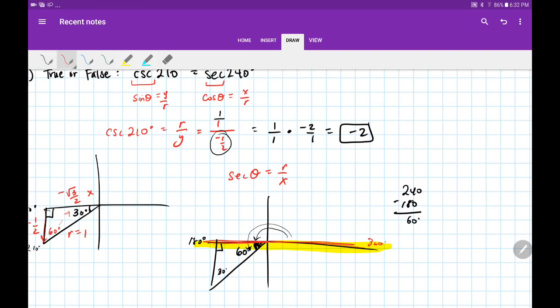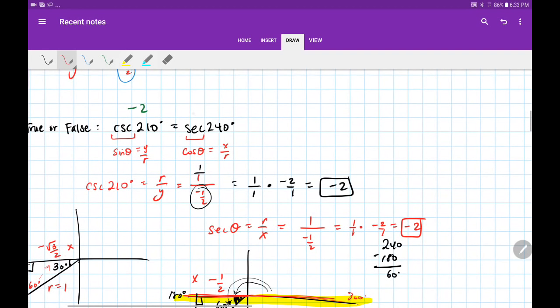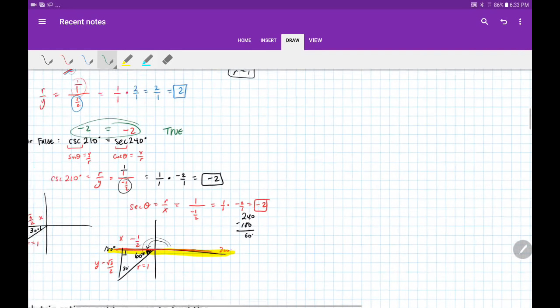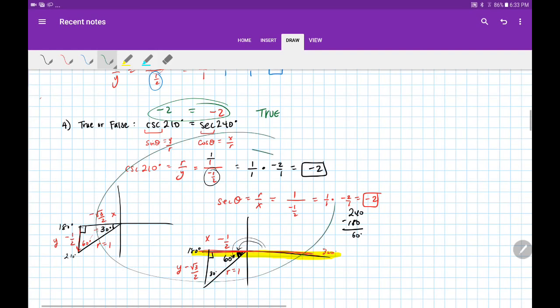And now we'll label. Across from the 30, negative 1/2. Across from the 60, negative root 3 over 2. And my r is always 1. That was x, and this was y. So secant is r over x. That's going to be 1 over negative 1/2, which is, again, the reciprocal of the denominator, negative 2. So if cosecant and secant are both negative 2, then we can say they are equal. That's true. And to justify my answer, I would show my work. This would be my justification.